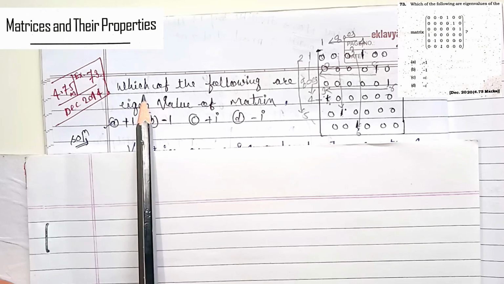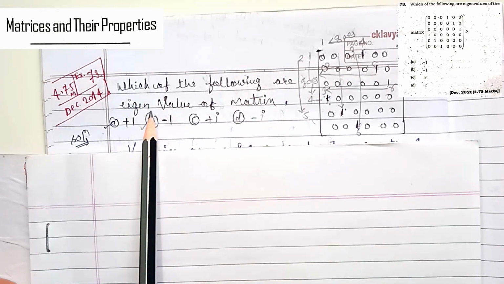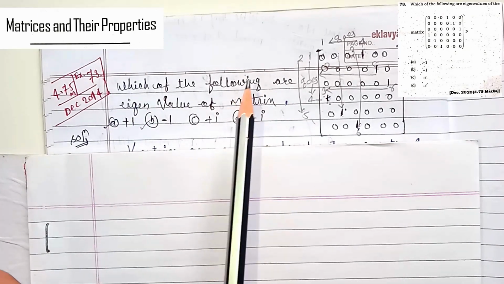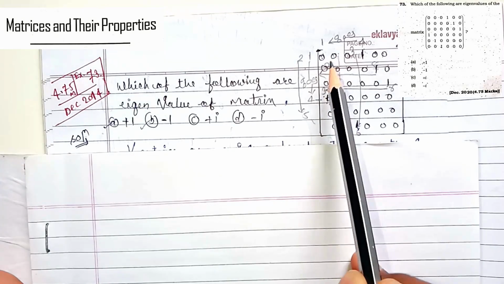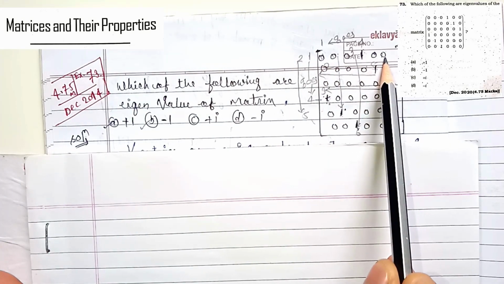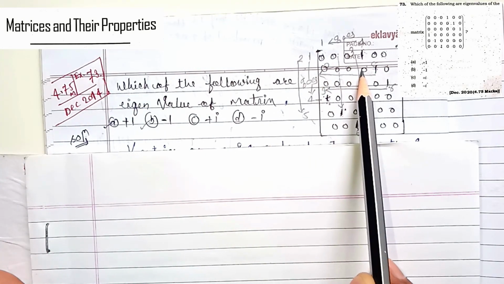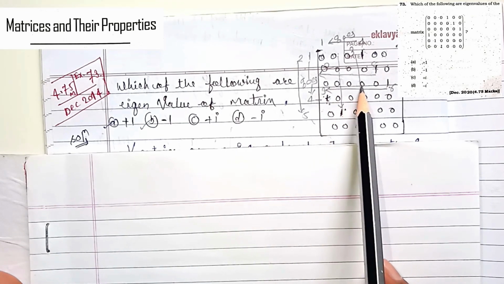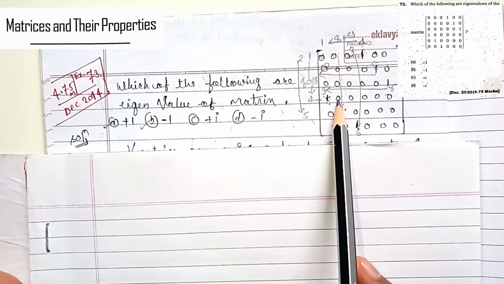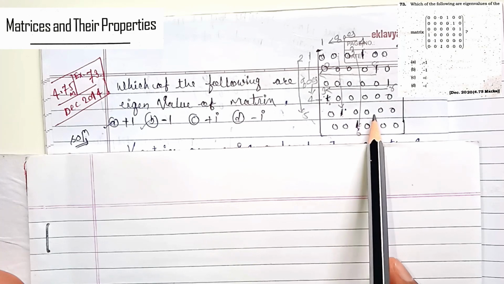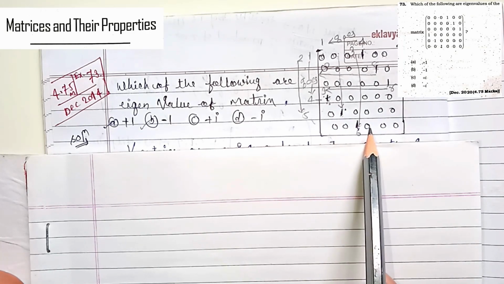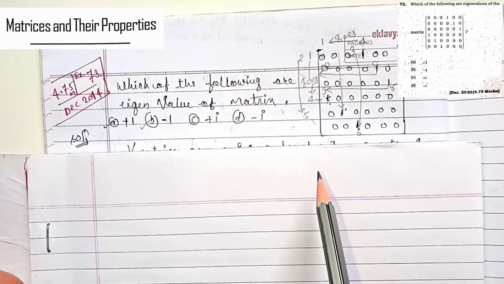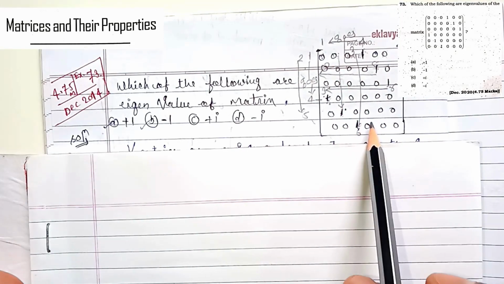Here in my question we are given: which of the following are eigenvalues of a matrix? The matrix given here is 0 0 0 1 0 0, then 0 1 0 0 0 0, then 0 0 0 0 0 1, and the remaining rows 1 0 0 0 0 0, 0 0 1 0 0 0 and 0 0 0 1 0 0. Okay, this is some special type of matrix.